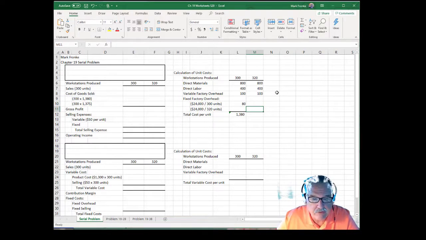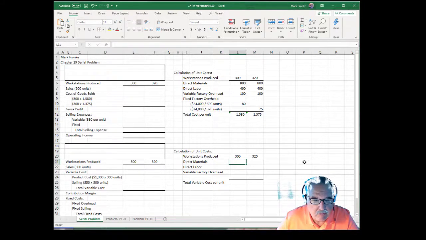It would change in total if we sold or manufactured 320. Now, as far as fixed costs, because we made more, our fixed cost went down to $75 per unit, and you can see the calculation there is the 24,000 divided by 320 units. So, because we made more, our unit cost went down $5, and it's totally because of the fixed factory overhead. We saved $5 because we made more.